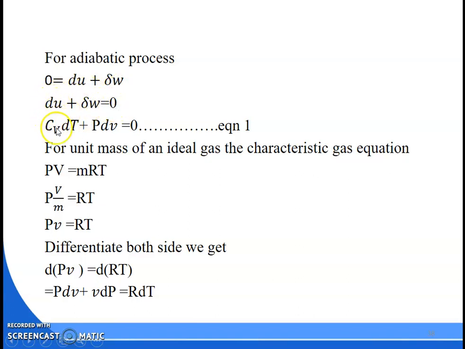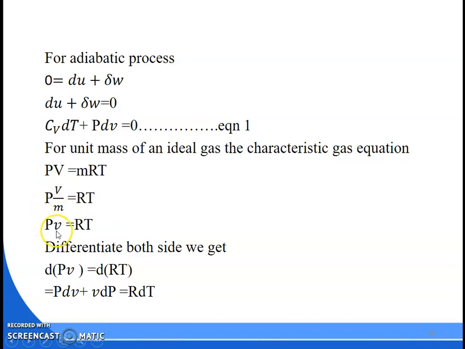What is du? Du, you know, is Cv dT. What is your d small u? That is capital dU by m. So that is equal to what? Cv dT. So what is your del W? Del W is equal to P into dV. Okay. So for unit mass of an ideal gas, the characteristic gas equation is Pv is equal to mRT. So if I divide by the mass here, PV by m is equal to RT.